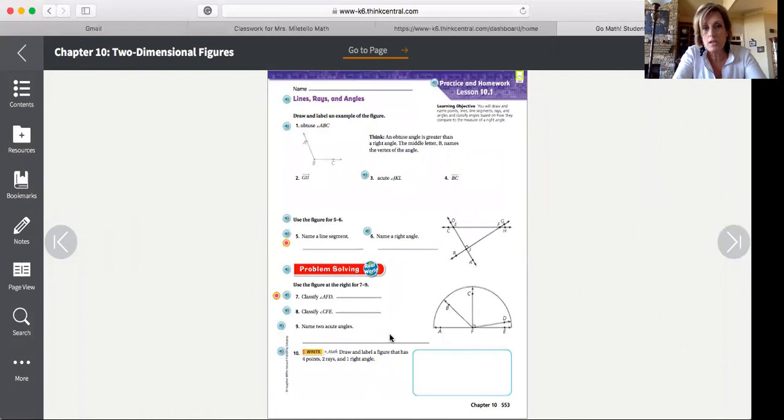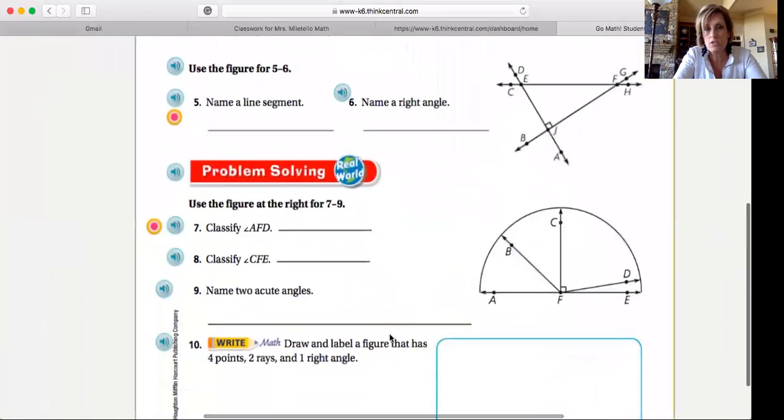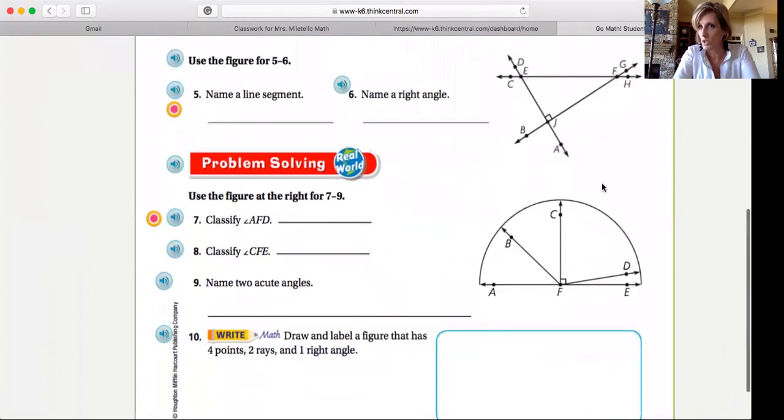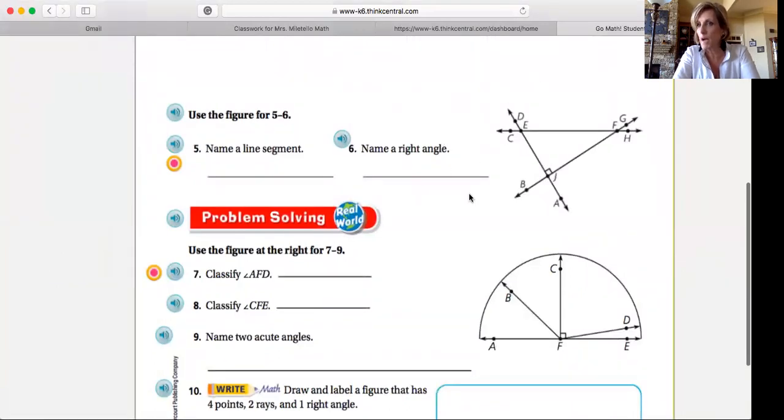Okay, down here, number 10, they're asking you to draw and label a figure that has at least 4 points. I think Lisa was working on this page yesterday, and she asked me if it could have more than 4 points. It can have more than 4 points, but it needs to have at least 4 points, 2 rays, and 1 right angle. I would challenge you to try and make a figure that's kind of like this one, or like this one. That's what they mean by a figure. It's like one of these pictures here.